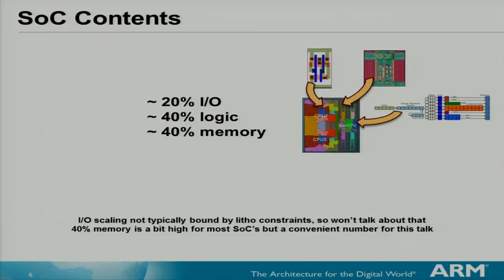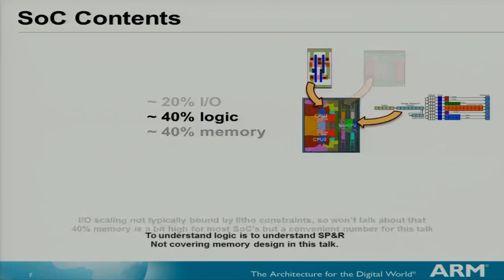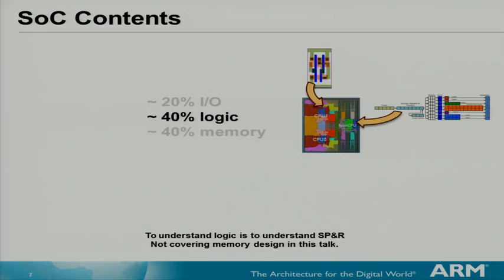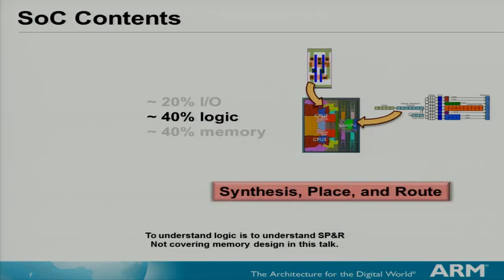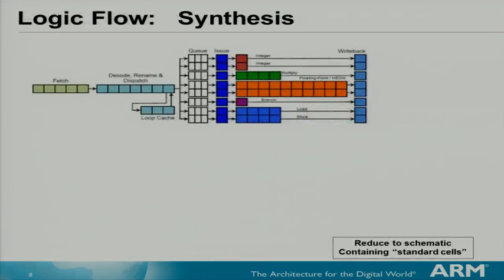So what's in an SoC? In a modern SoC, you have about 20% of analog and I/O circuits, 40% logic, and 40% memory. Now, 40% memory is a bit too high, but it's convenient for this talk. And since we have a couple of excellent talks lined up for analog and SRAM design, I'll be mainly concentrating on logic. And to understand logic is to understand what is known as synthesis, place, and route, or SPNR.